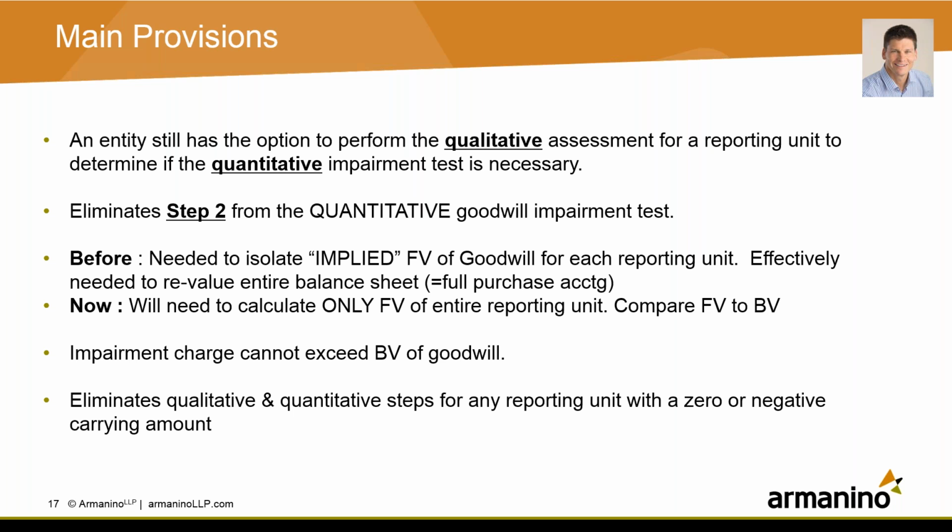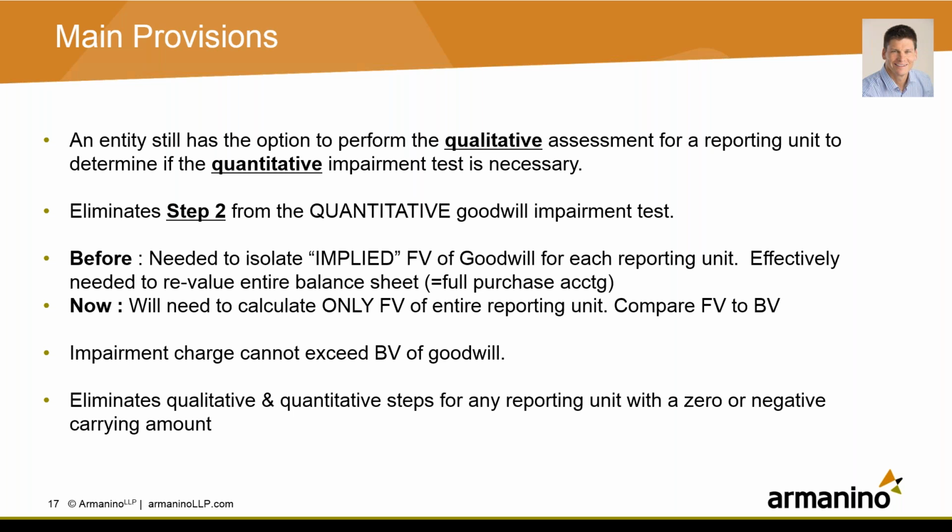and that included in-process R&D. If you had inventory on your books, you had to re-fair value that, all to arrive at goodwill. Then you compared that goodwill on an implied basis to what you were actually carrying it at and did the calculation. So effectively, this new standard eliminates that step 2.